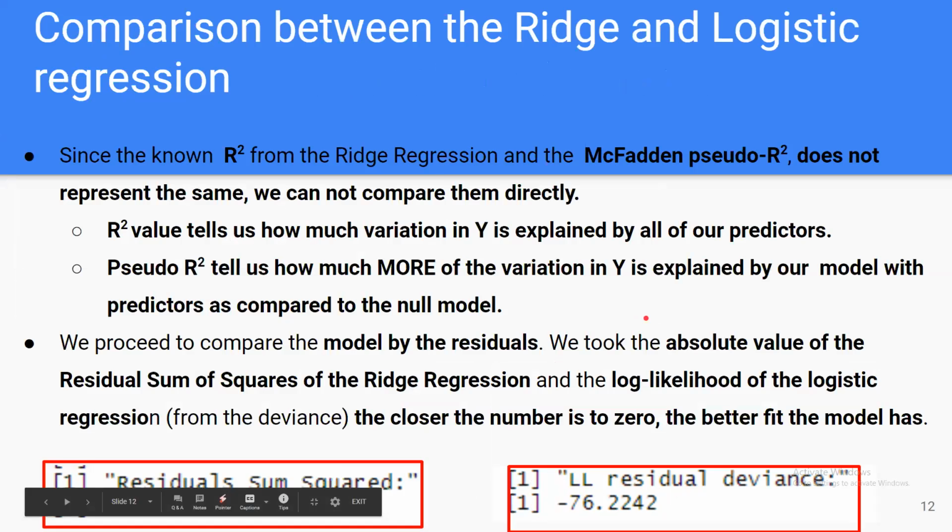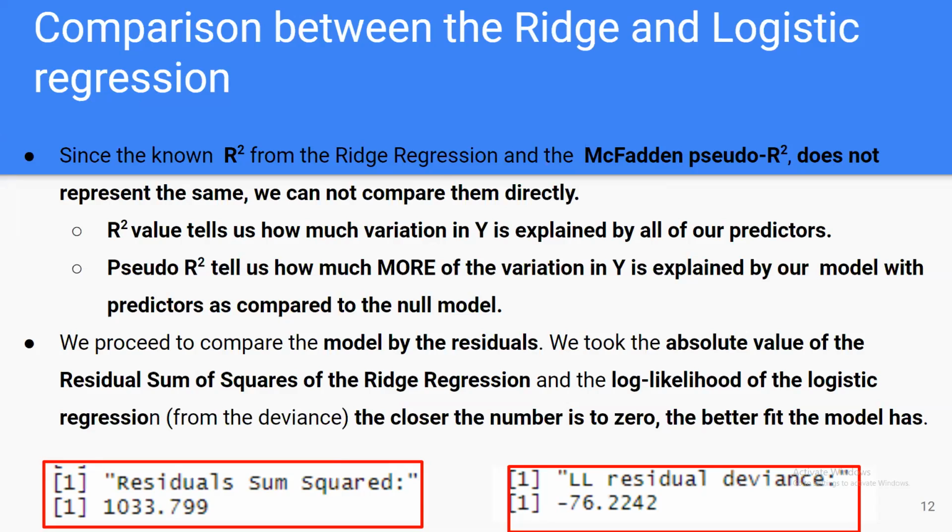In the comparison between the Ridge and the logistic regression, we know that the R squared from the Ridge regression and the McFadden pseudo R squared do not represent the same thing, so we cannot compare them directly. The R squared values tell us how much variation in Y is explained by all our predictors, while the pseudo R squared tells us how much more of the variation in Y is explained by our model with the predictors as compared to the null model.